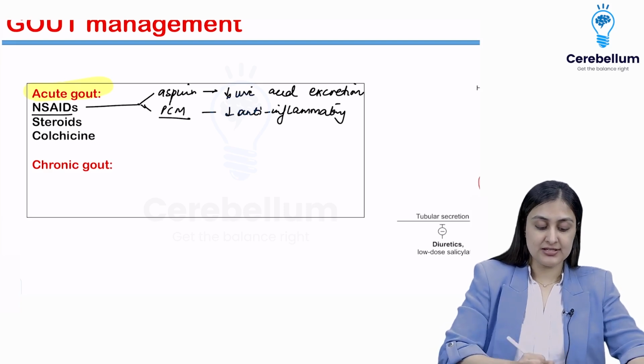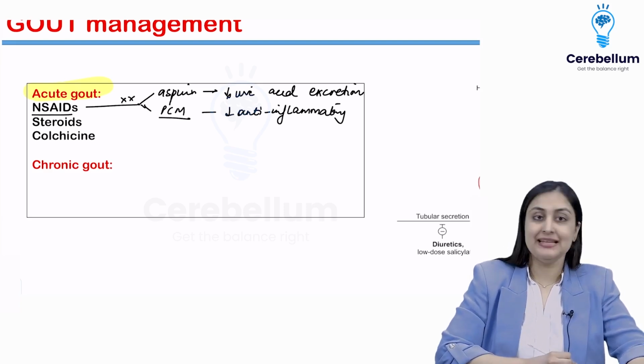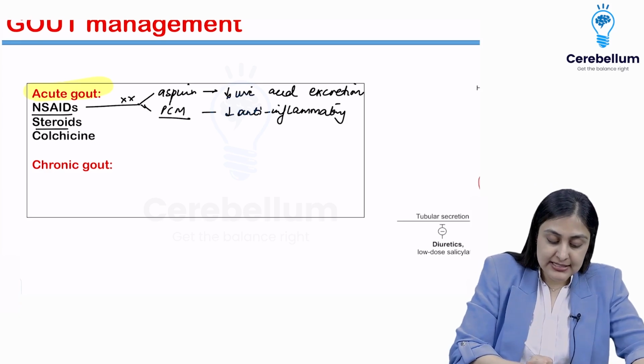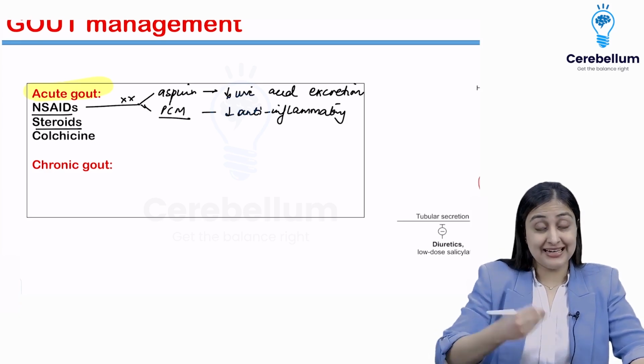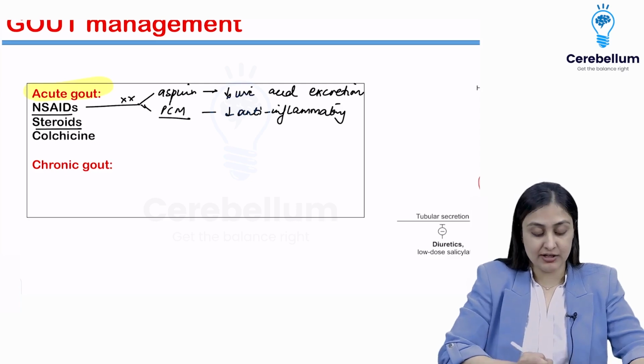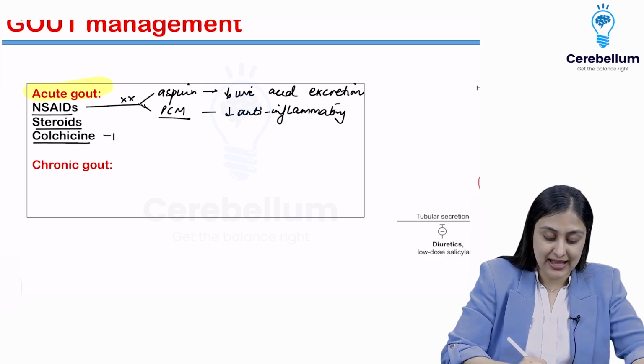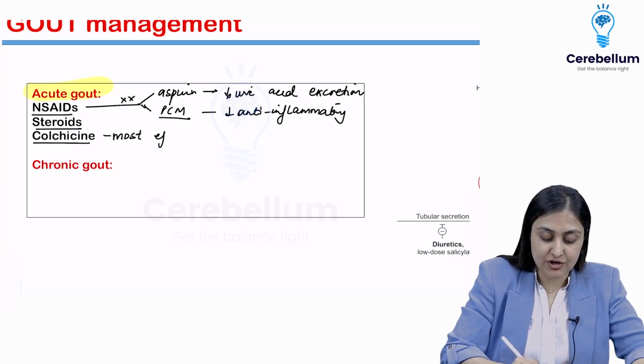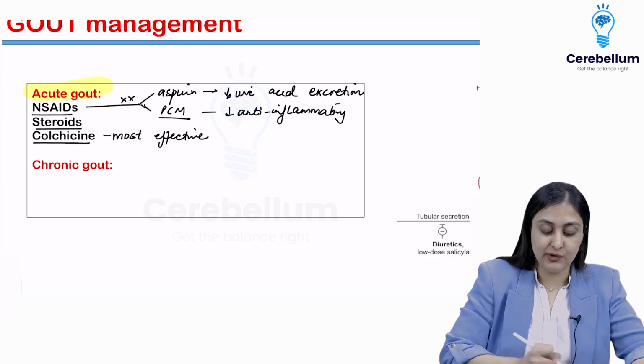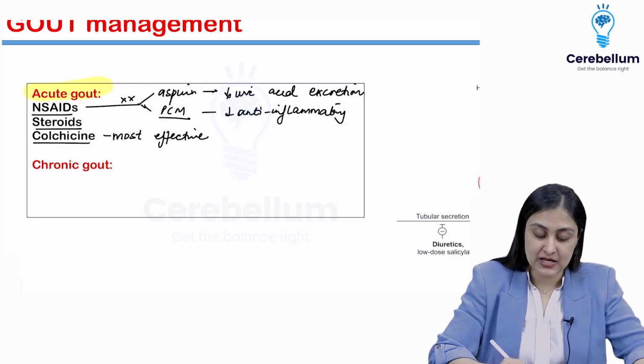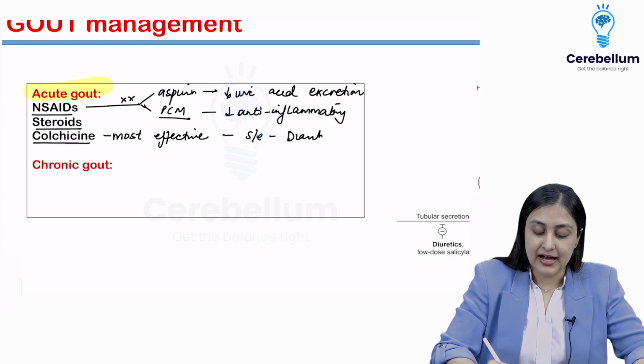So these two drugs are not used. Apart from that, any NSAID can be used. Steroids can be used as intralesional or intraarticular injections, and colchicine actually is the most effective drug, but it is reserved for very refractory cases because of the side effects. It has very severe diarrhea.